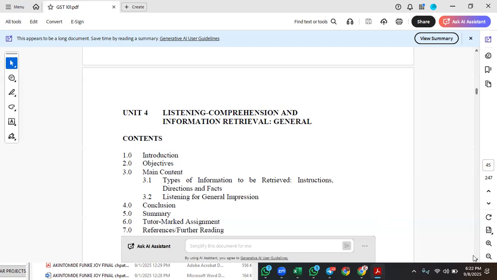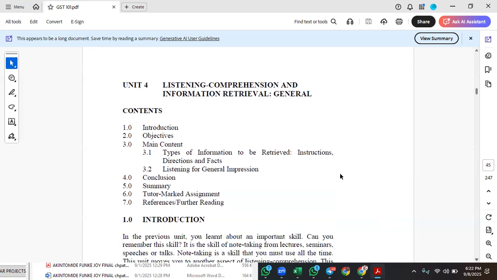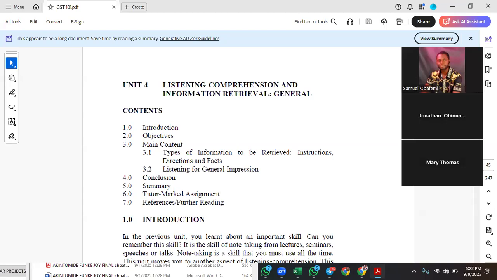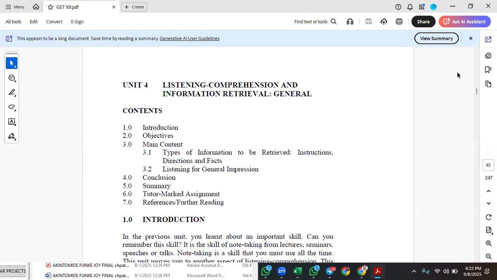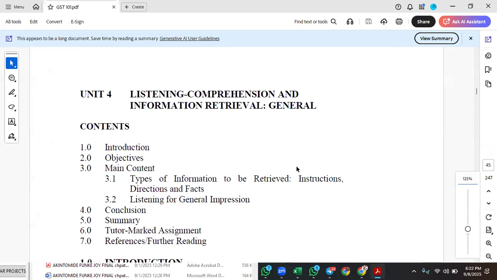Today, we will be talking about listening comprehension, still under that same listening comprehension, but today our concern will be information retrieval using the general method. That is what we are concerned about today: information retrieval using the general method under listening comprehension.